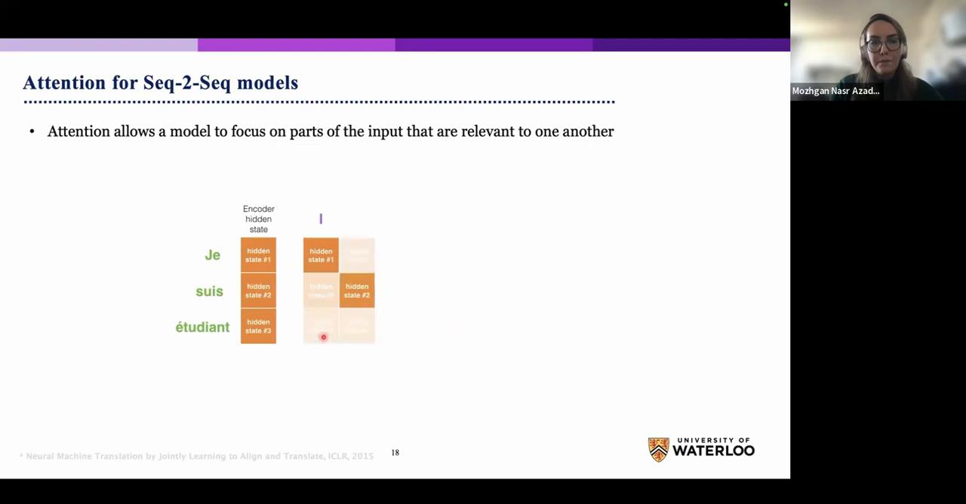So here, as you can see, for example, when we are generating the word I, the darker here means more relevance, more useful. So it means je is more useful when we are generating the word I, or when we are generating student, the word étudiant is the most important. This is where the model is focusing more when generating these tokens. So this is a high level understanding of attention.